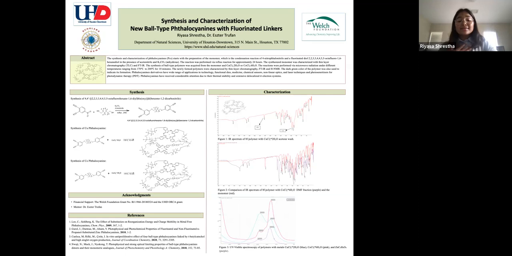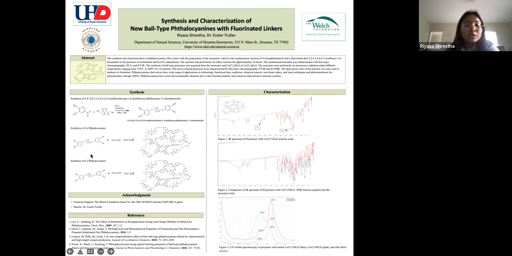And the way I synthesized my ball-type phthalocyanine in my lab was a two-step process. The first one is to make a monomer, and the second step is to use the monomer and a type of metal to make the ball-type phthalocyanine, which is the polymer. And under synthesis, we can see the first reaction is the reaction to make the monomer, which was done in a reflux condensation reaction for approximately 24 hours.